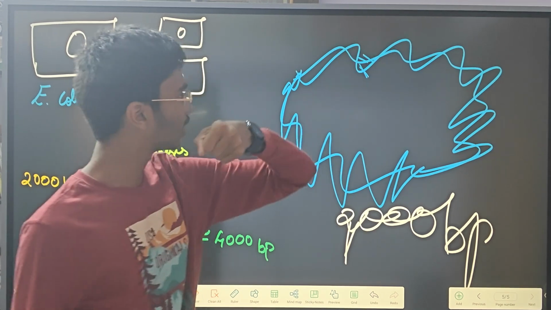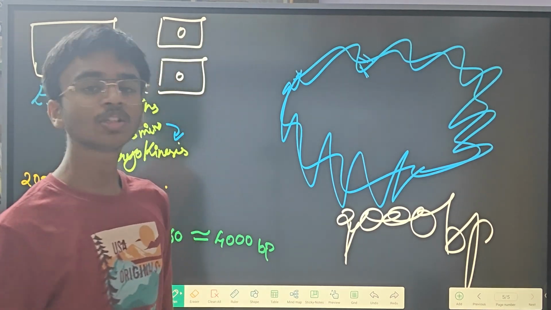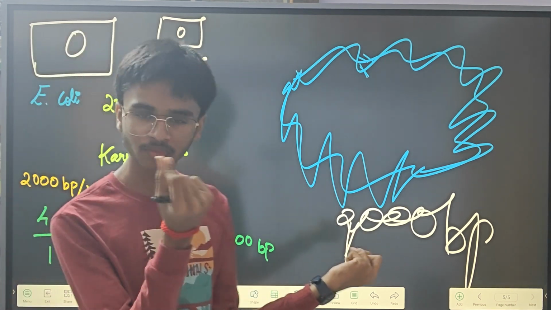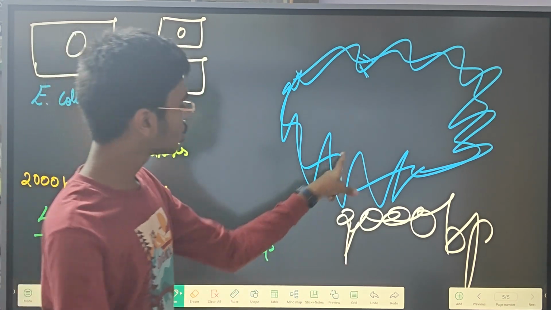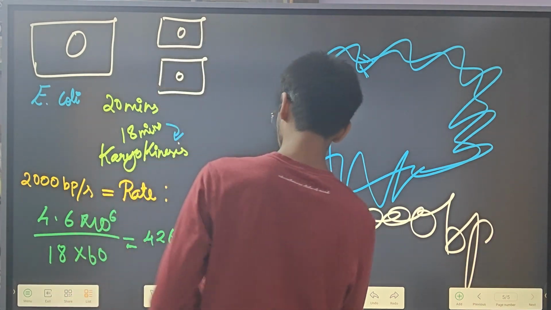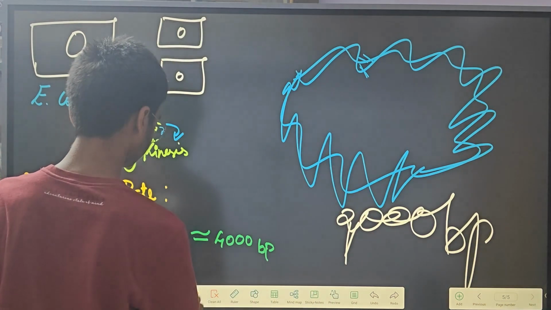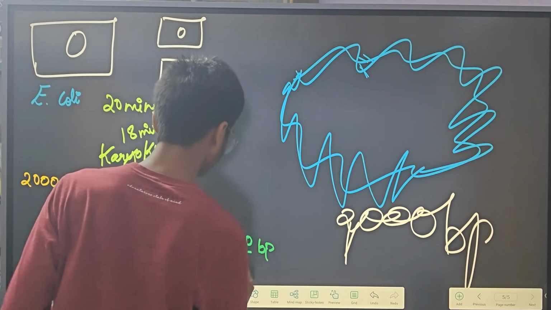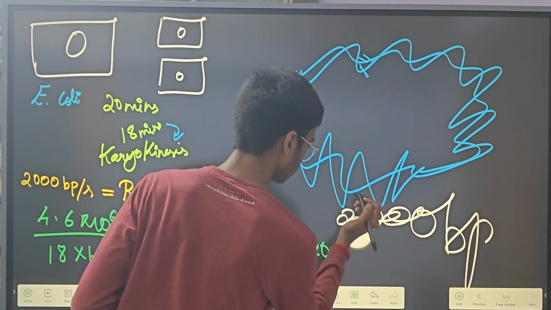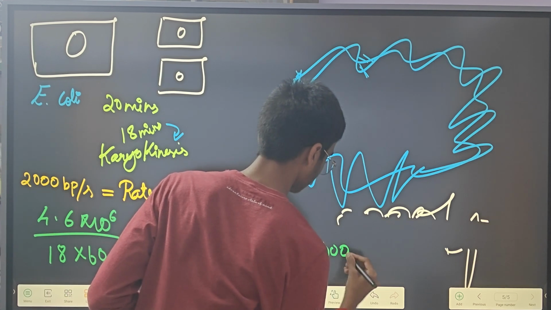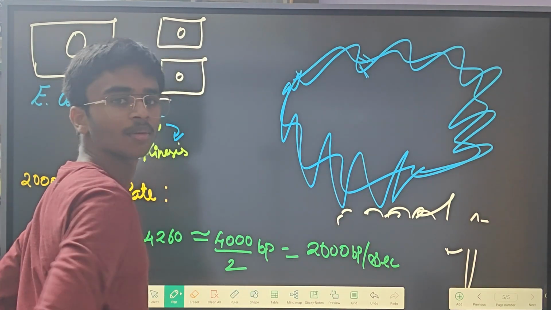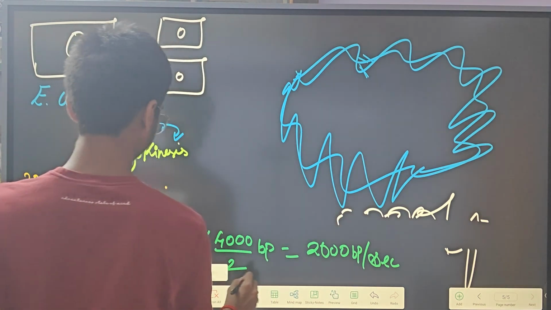But when you are taking only one, then you will be having 2000 only. So they are saying only for one, not for these two. So you have to divide it by 2. That means you'll be getting 2000 base pairs per second.